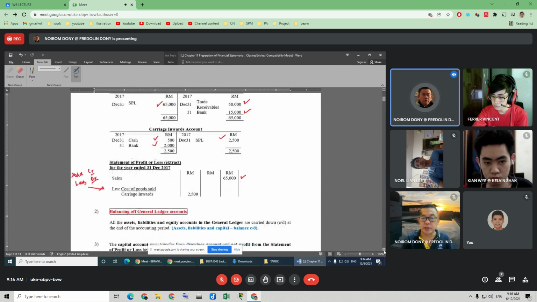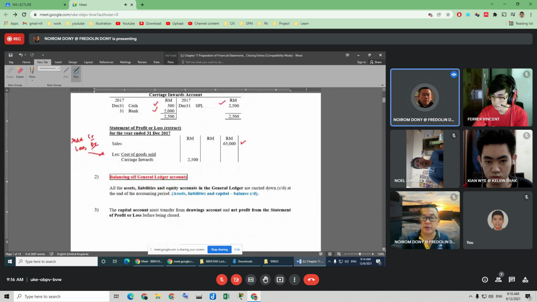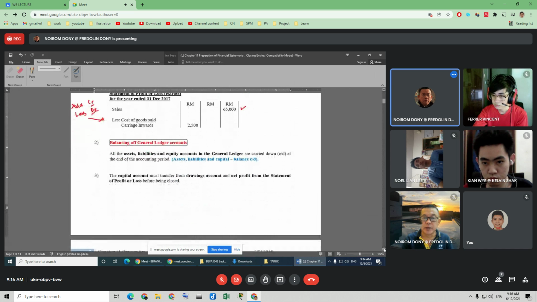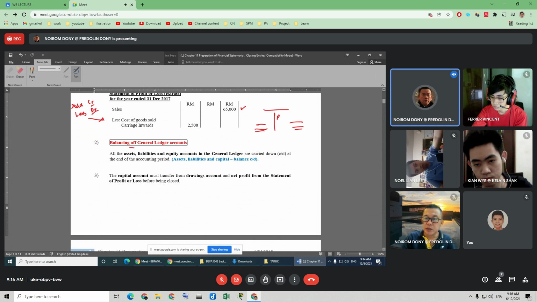Now, the second process is balancing off general ledger accounts. When we talk about balancing off, we must have balance CD and balance BD. If you have a T account, on the top is your total column, the total amount. If it's a debit balance, the balance CD goes above the total on the credit side.